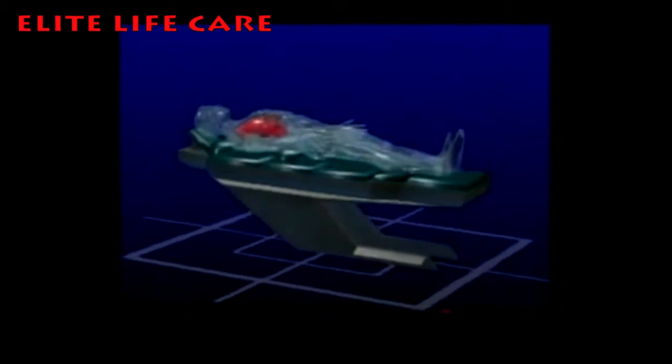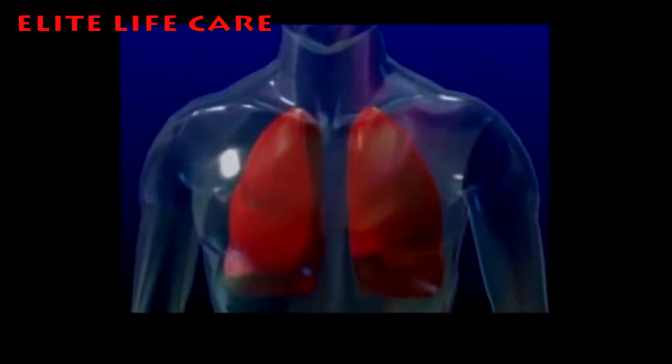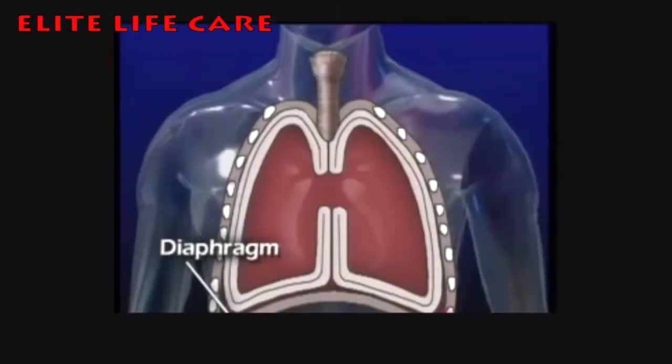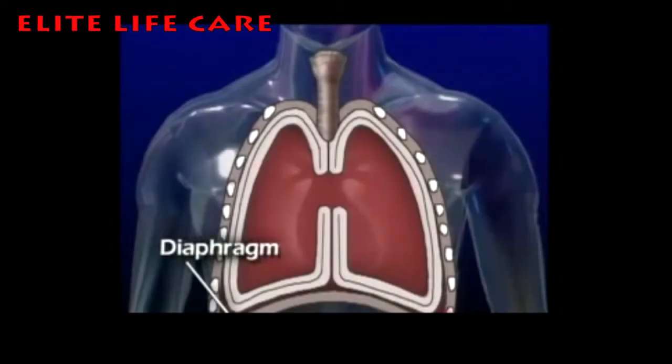A chest drainage system provides a means for removing air, blood, or fluid from the pleural space or mediastinal cavity. To better understand how a chest drain works and contributes to a patient's recovery, let's review what is known as the diaphragm, which is also composed of muscle.